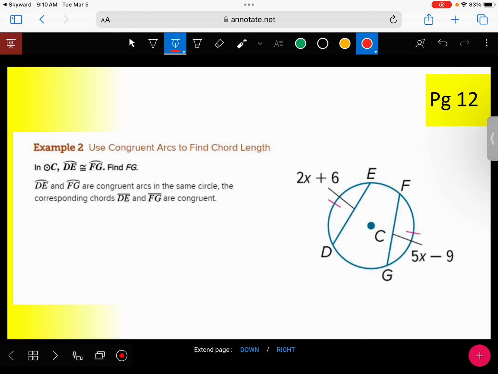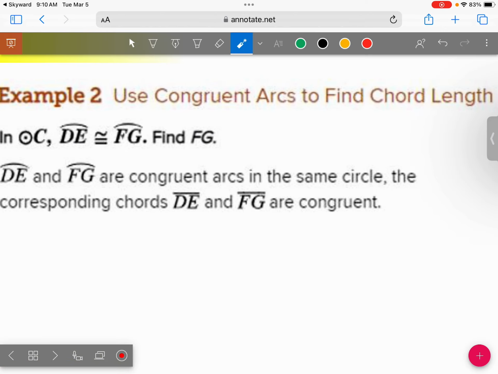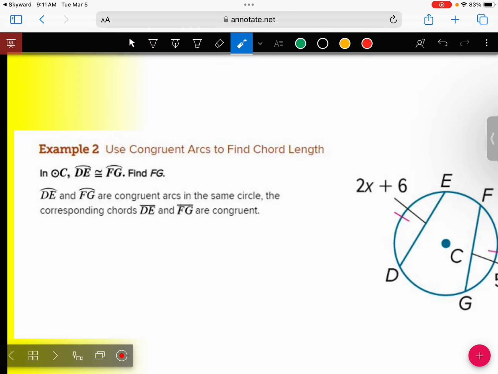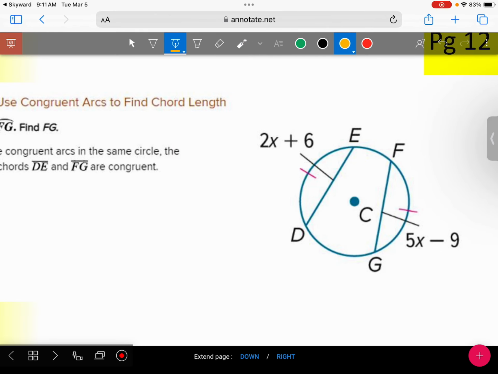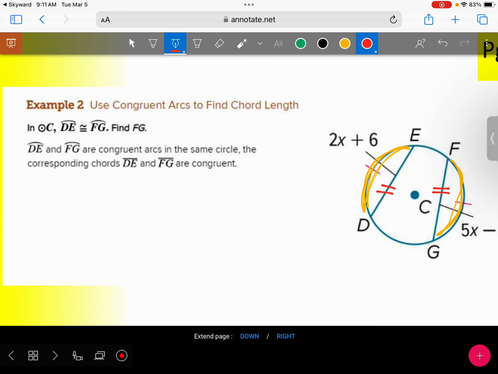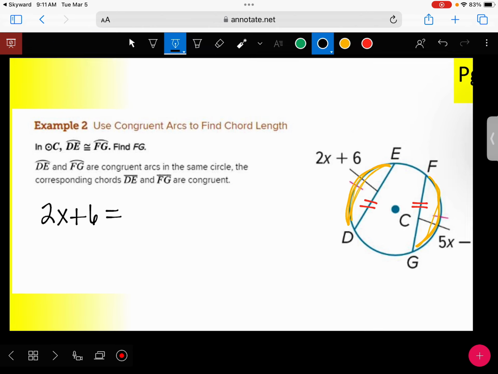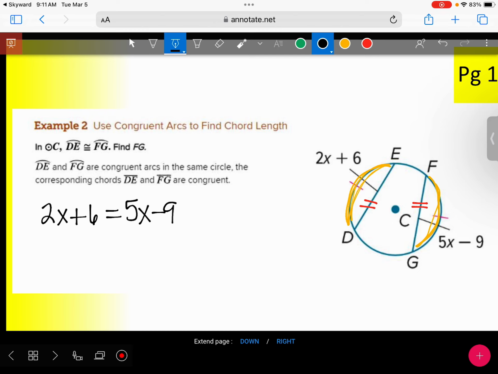Okay, so now let's go ahead and do some algebra. So it says in circle C, arc DE is congruent to arc FG. Find FG. Okay, so I know that this arc is equal to this arc. So that means that these two chords are equal to each other. So we can set that 2x plus 6 equal to 5x minus 9. Go ahead and solve that for x.